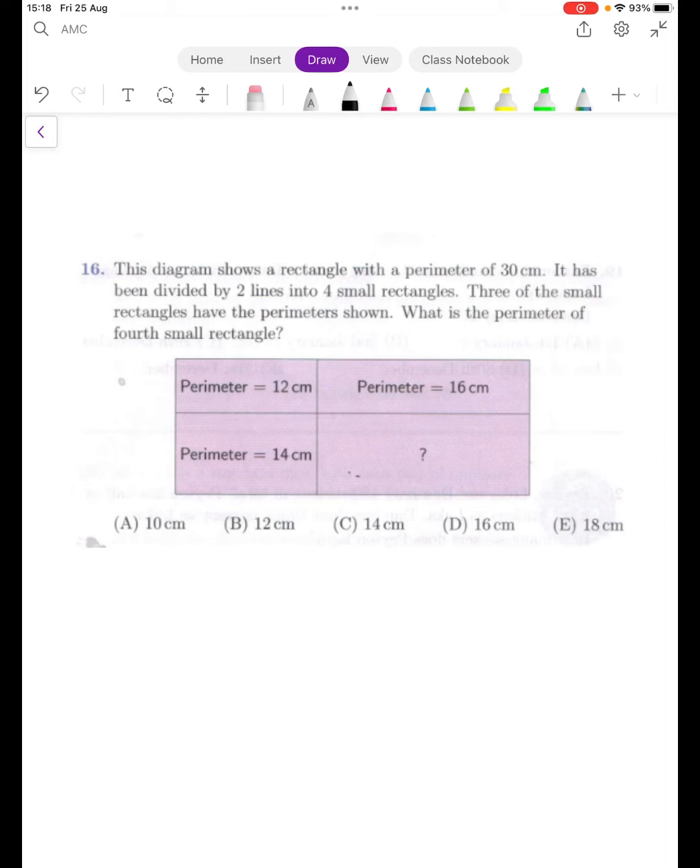Oh, I'm sorry, I got confused. I was thinking of this question when I said you need a lot of visualization as well. All right, question number 16.